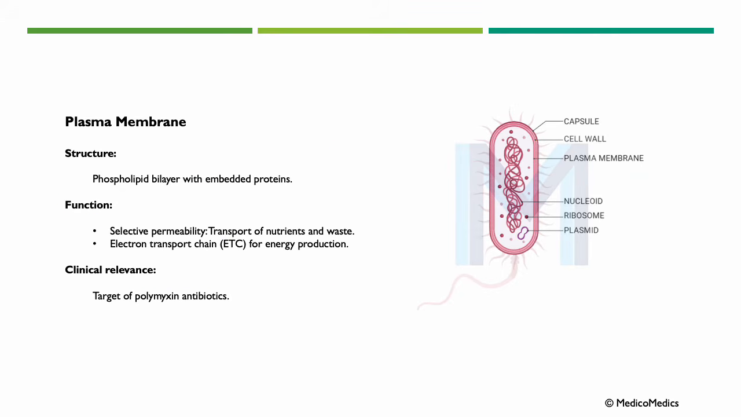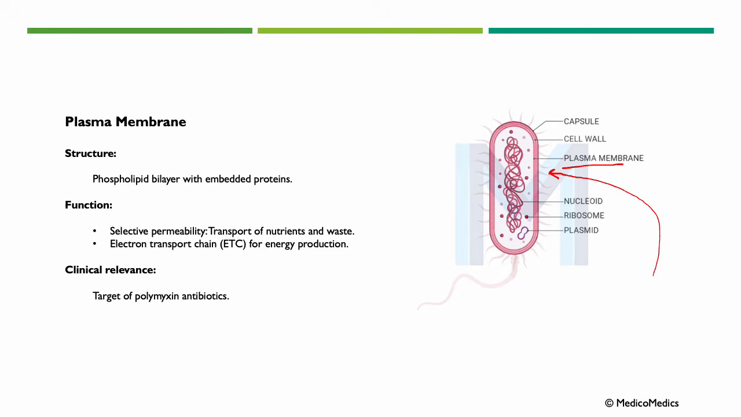Now let's talk about the plasma membrane. So the plasma membrane is like the security gate of the bacterial cell. It controls what nutrients and waste enter or leave, and it also helps the cell to generate energy. Now, some antibiotics work by damaging this gate, killing the bacteria.